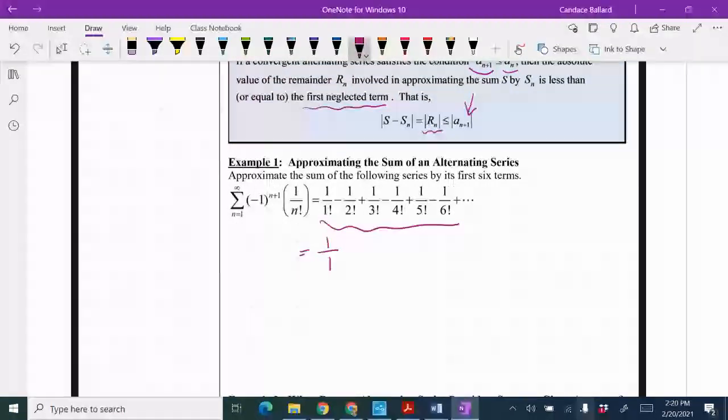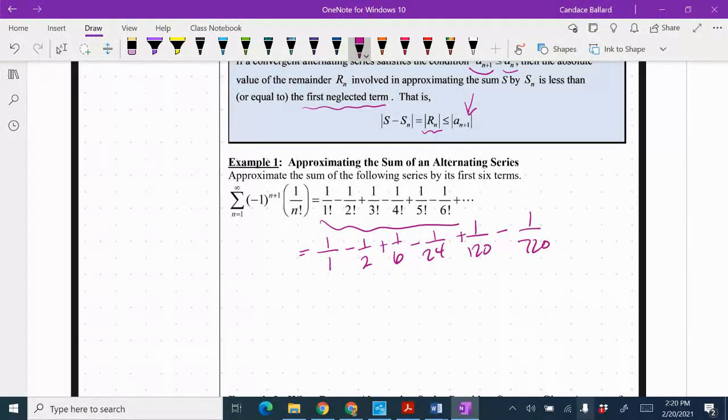So I'd have 1 over 1. 2 factorial would be 2 times 1, which is 2. 3 factorial would be 3 times 2 times 1, which is 6. 4 factorial would be 4 times 3 times 2 times 1, which is 24. 5 factorial would be 5 times 4 times 3 times 2 times 1, which would be 120. And the signs are alternating here. Minus 6 factorial would be 6 times 5 times 4 times 3 times 2 times 1, which would be 720.